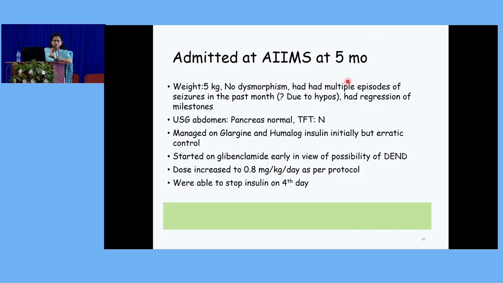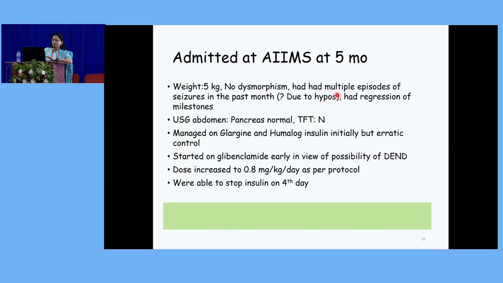So remember, I forgot to mention earlier, ABCC8 and KCNJ11, they are both autosomal dominant, they are both heterozygous. So either autosomal dominant or sporadic. Most of the cases in fact are sporadic. So that is why they're more common in a non-consanguineous cohort. So this baby did not have any dysmorphism but had multiple episodes of seizures in the past 1 month. Query due to hypos but not very clear what was the reason.